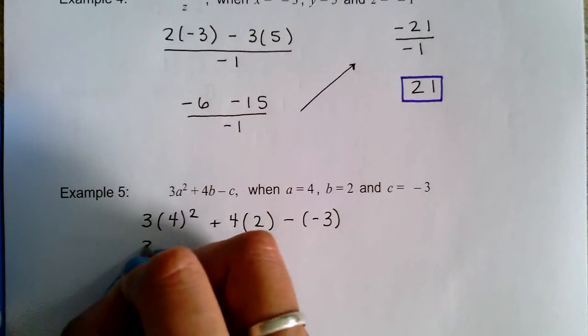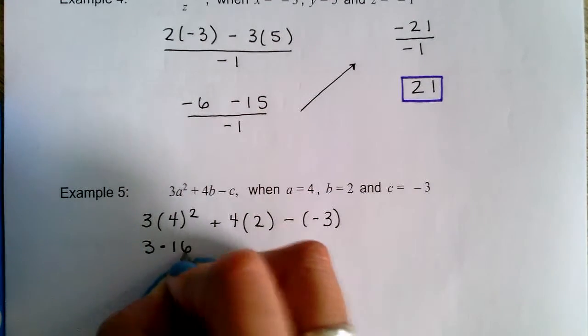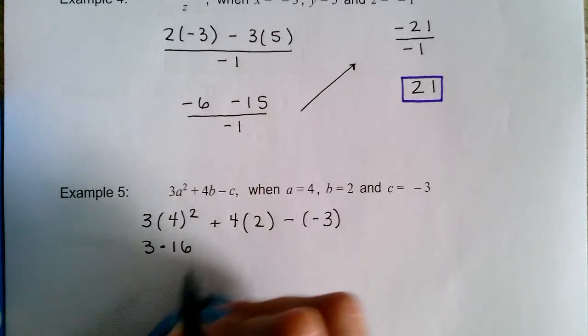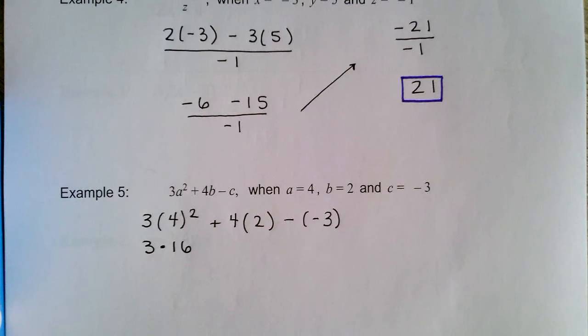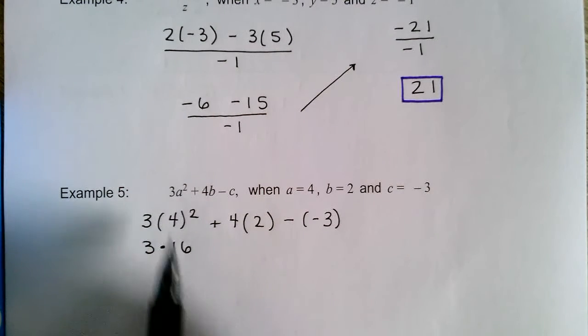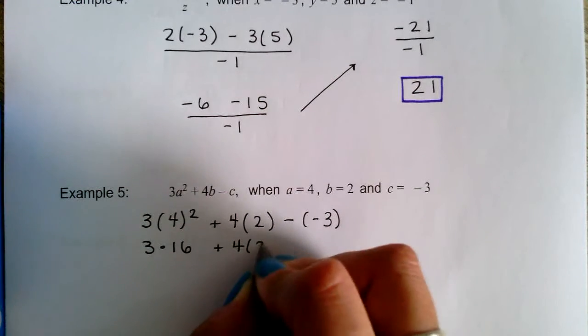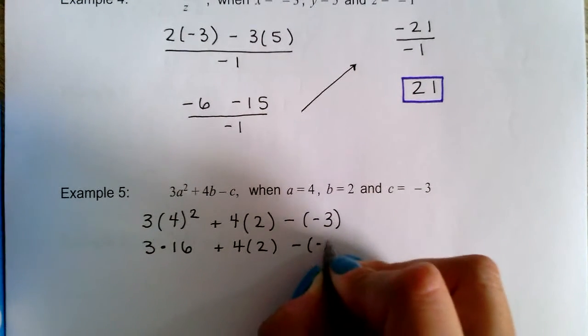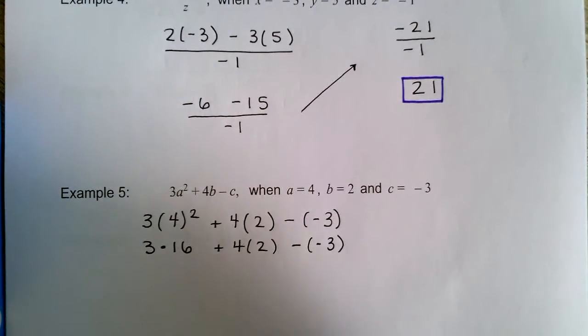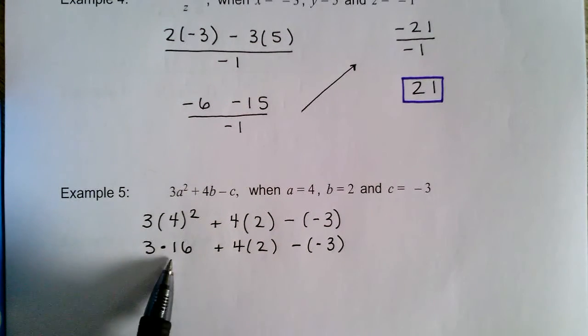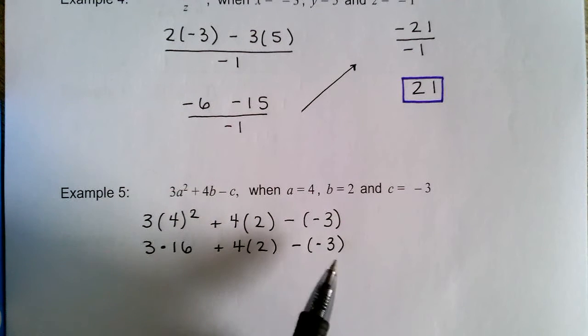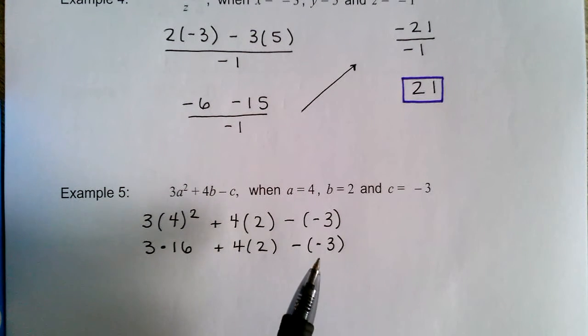So 4 times 4 becomes 16, right? You could leave that in parentheses if you want to, but 4 squared, this part right here, becomes 16. And now let's just rewrite everything else that we have here, because we didn't change any of that. Now looking at this, we have 3 times 16, 4 times 2, and then we've got this last little bit here. So let's deal with those.